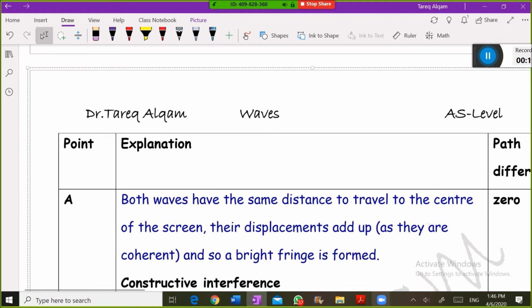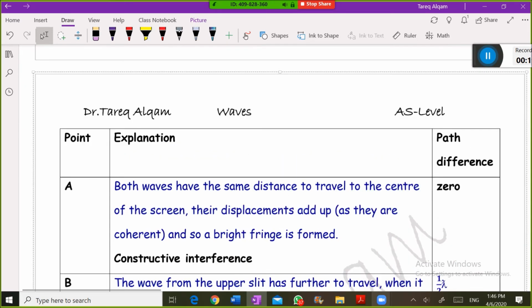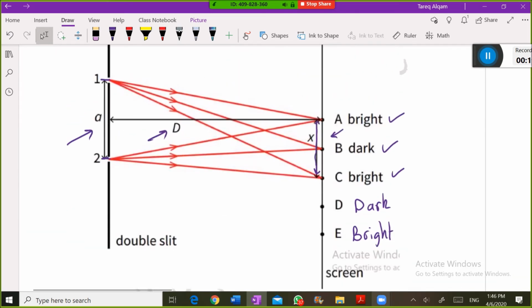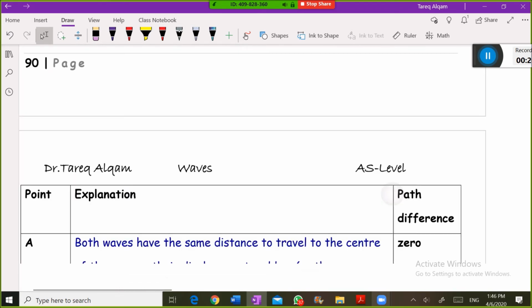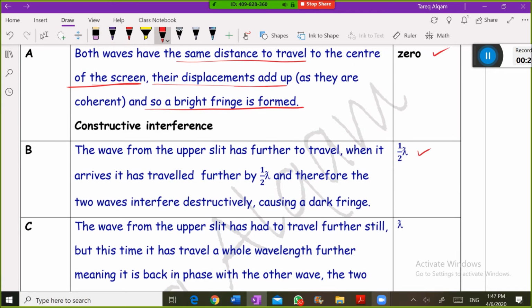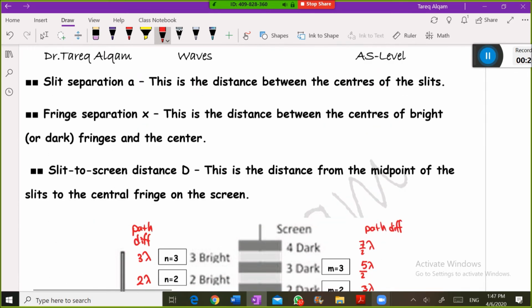Let me read this, guys. This is a very important thing. Now let's go back to this part. Focus with me. A is the central, B the dark, and C the bright, and so on. Now if I consider A, both waves have the same distance, right? It travels to the center of the screen, so their displacements add up, they are coherent, so the bright fringe is formed. The path difference is 0. At B, the path difference, as we agreed, will be half lambda. What does path difference half lambda mean? Watch with me. Look with me at B.